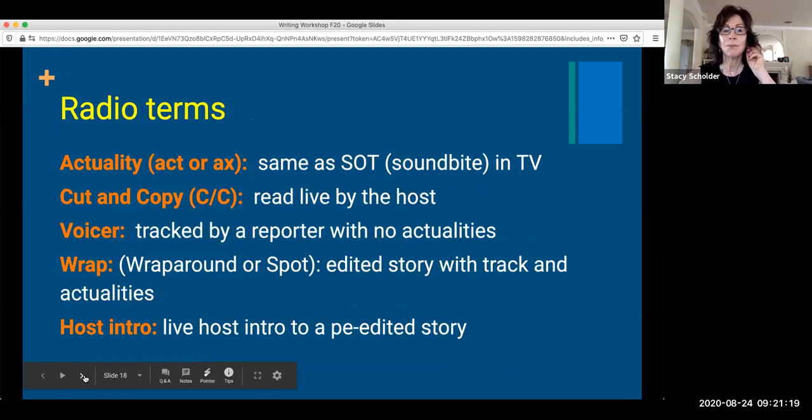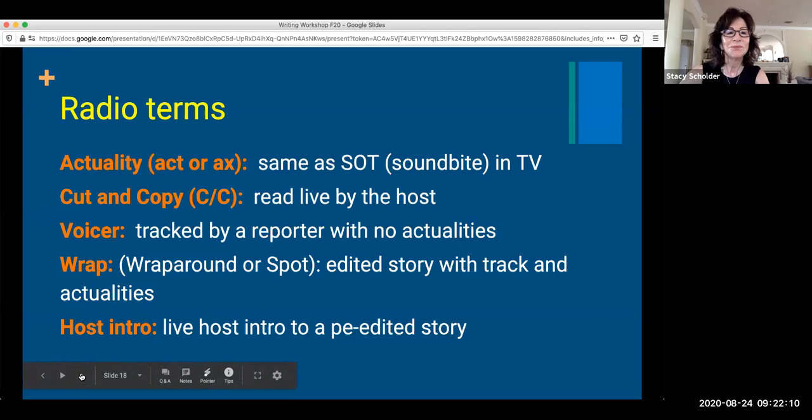Some radio terms. An actuality, as we mentioned before, is basically similar to a soundbite in TV. It's a soundbite of a person. Cut and copy is a story that's read live by the host. A voicer is something that the reporter would track. So that's pre-recorded, just them, the reporter, tracking, talking that's recorded. A wrap, basically a wraparound or spot, is an edited story with track and actuality. So it's a self-contained audio piece with both the reporter and perhaps some soundbites. And then the host intro is pretty much as it sounds, a live intro to a pre-edited piece, like a voicer or a wrap.